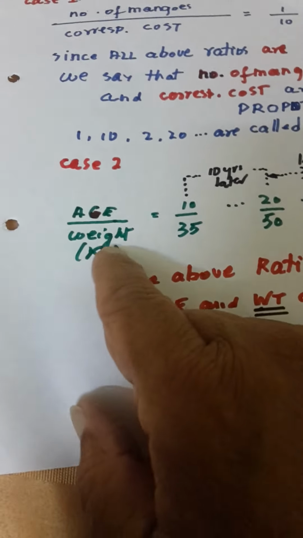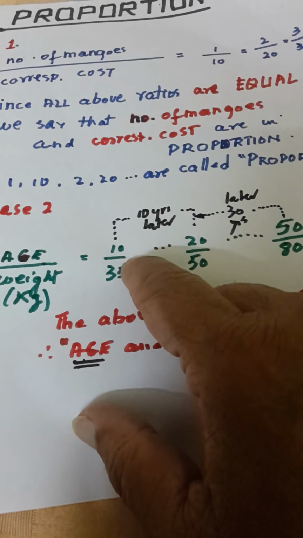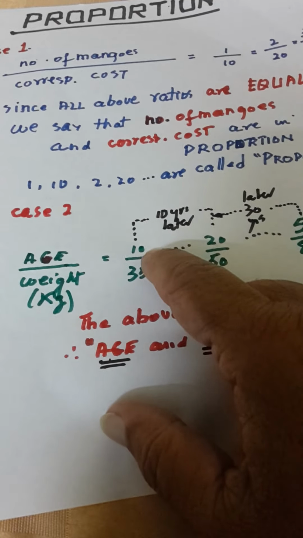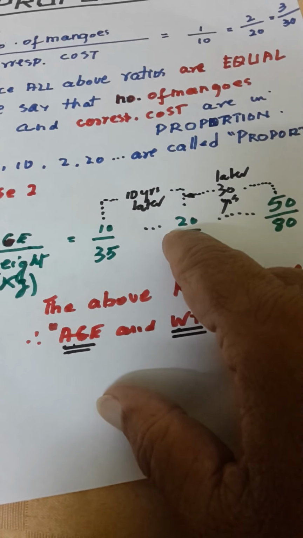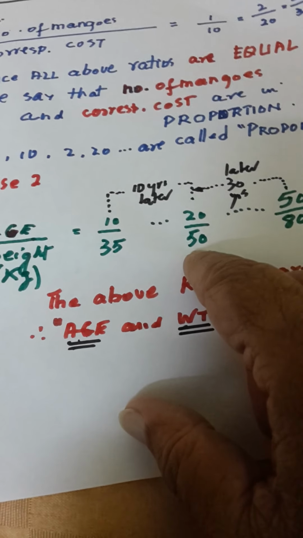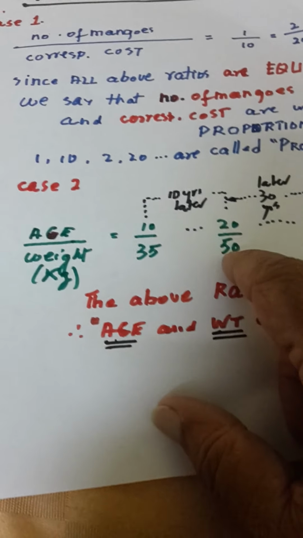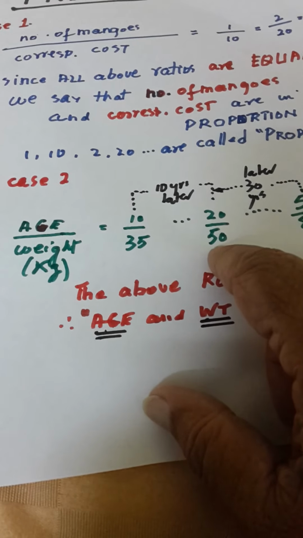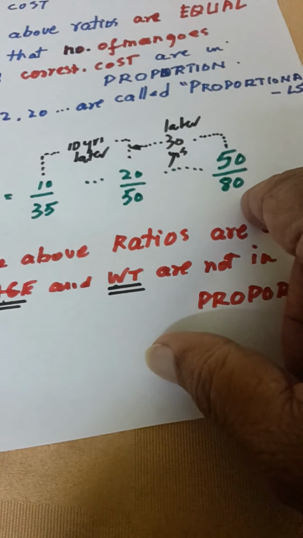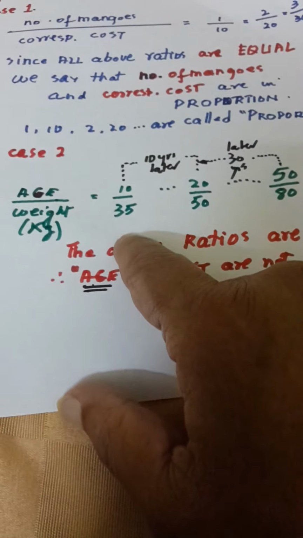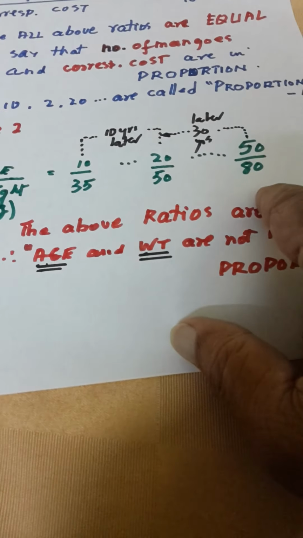Now let's take case 2, age and weight in kg. At a certain time, the person when he's 10 years old, his weight is 35 kg. After 10 years, the age is 20. Weight is 50. 30 years after that, these are the readings. Now you will know that all these are not equal.